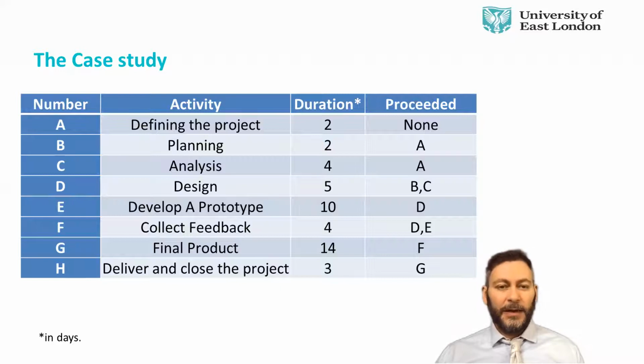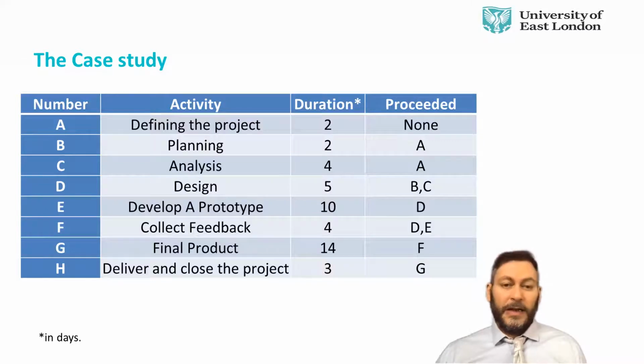And this is a typical example. You'll have a series of activities that are numbered A, B, C, D, E, F, G, and more. Sometimes they're numbered as in numbers 1, 2, 3, 4. This is a project where someone wants to design a product which involves at one stage presenting a prototype. So you can see defining the project, planning, analysis, design, develop a prototype, collect feedback, the final product, and then delivering and closing. The durations are listed, and this is in days.